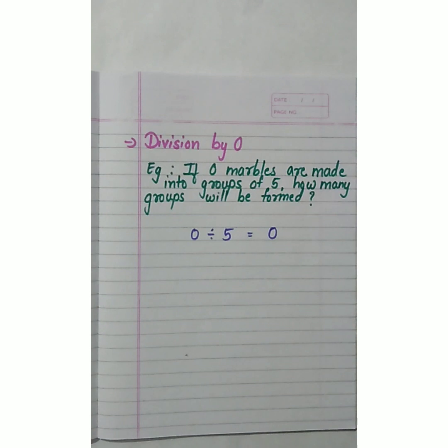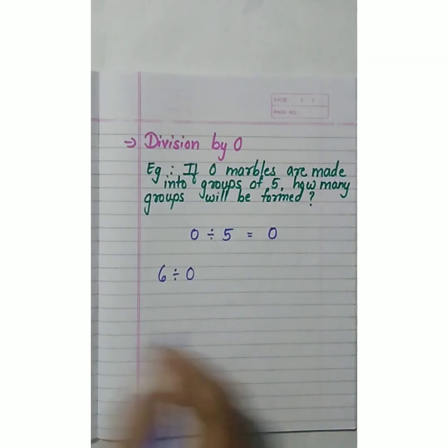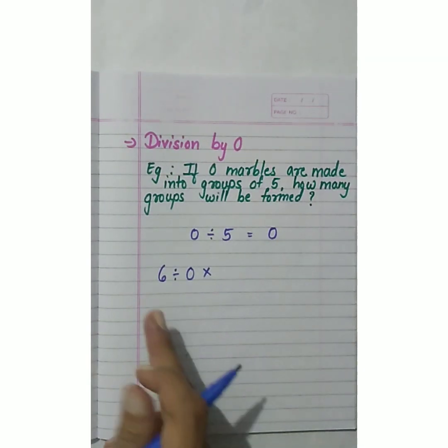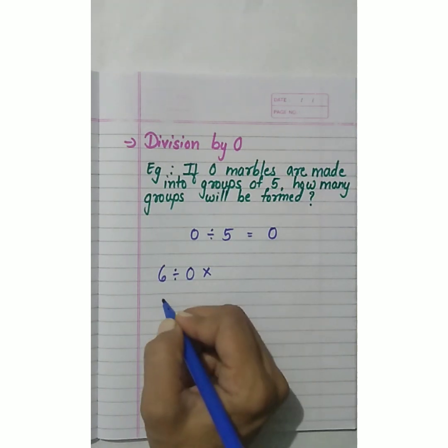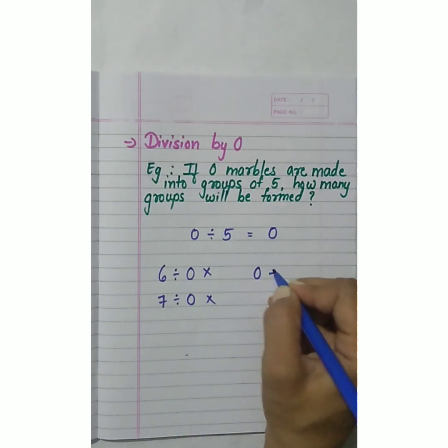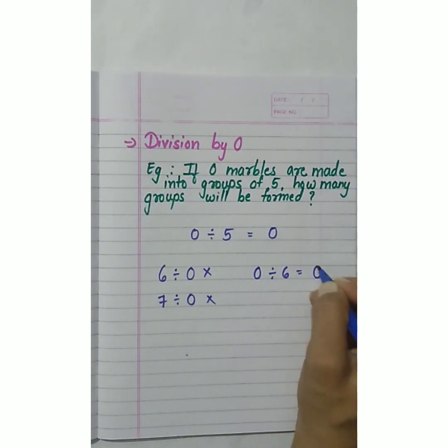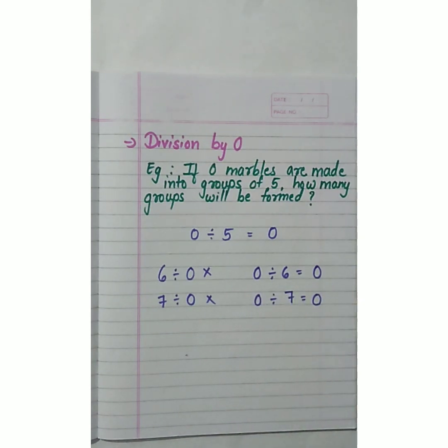One important thing, kids, we cannot divide a number by 0. Division by 0 is not allowed. It means we cannot divide 6 by 0, it is not possible. We can divide 0 by any number, but we cannot divide any number by 0. 7 divided by 0, not possible. We can divide 0 by 6, so our answer will be 0. 0 divided by 7, so our quotient will be 0.